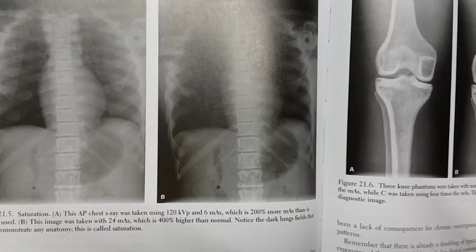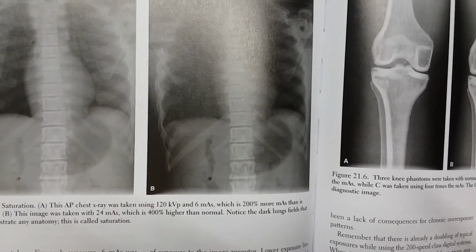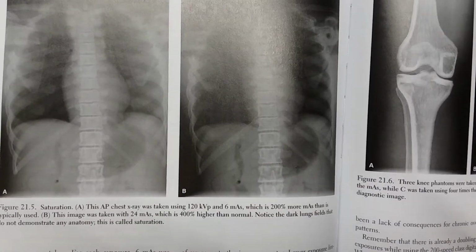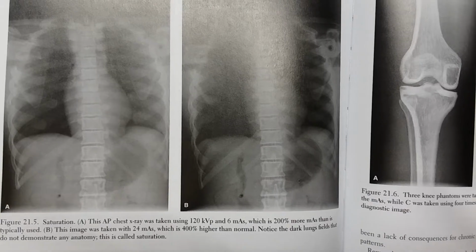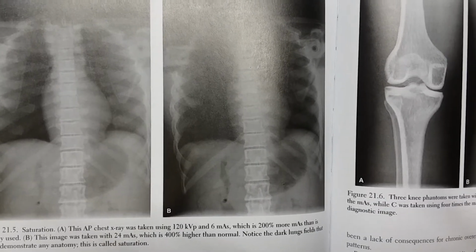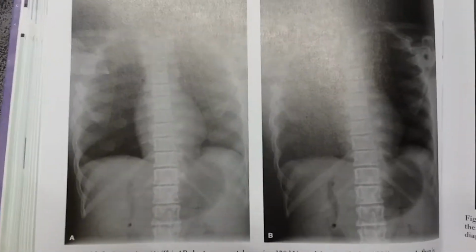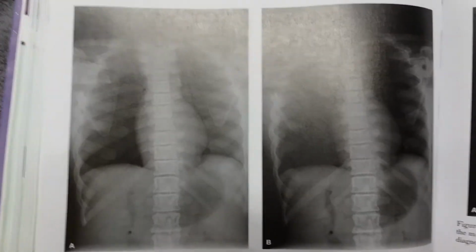They made a mistake in the book there, because if the normal amount was 3 mAs, then A was made with twice as much, or 6 mAs. See, it says 200% for A. Then B would have been 800% more than normal, which would have been 8 times. So B is saturated, and the lung fields are too dark for diagnostic quality.